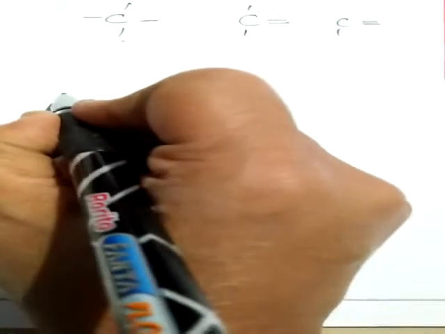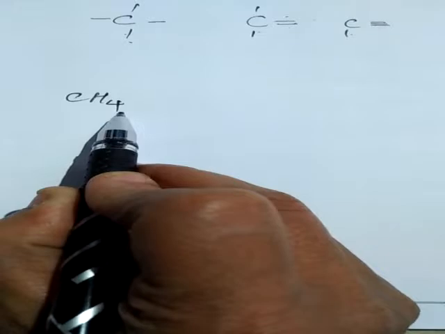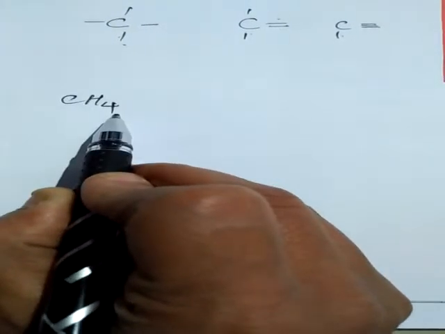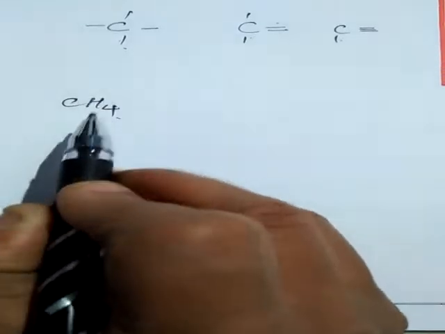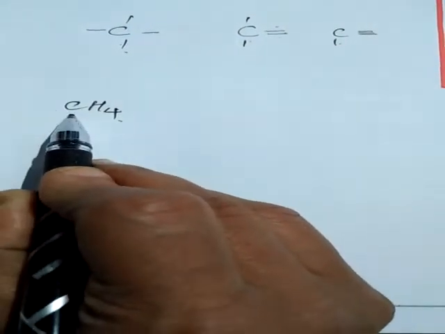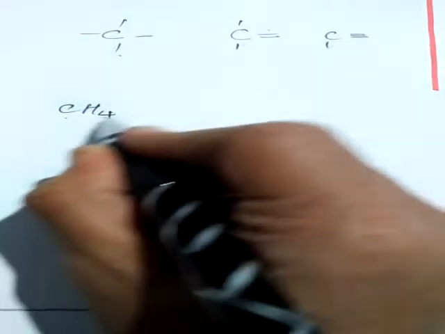First, we will take the example of methane, CH4. Here you can see one carbon with 4 hydrogen atoms. This compound is known as methane. Based on the general equation, if it is one carbon, the name of the compound is methane. Okay, now let's see how to draw the structure.